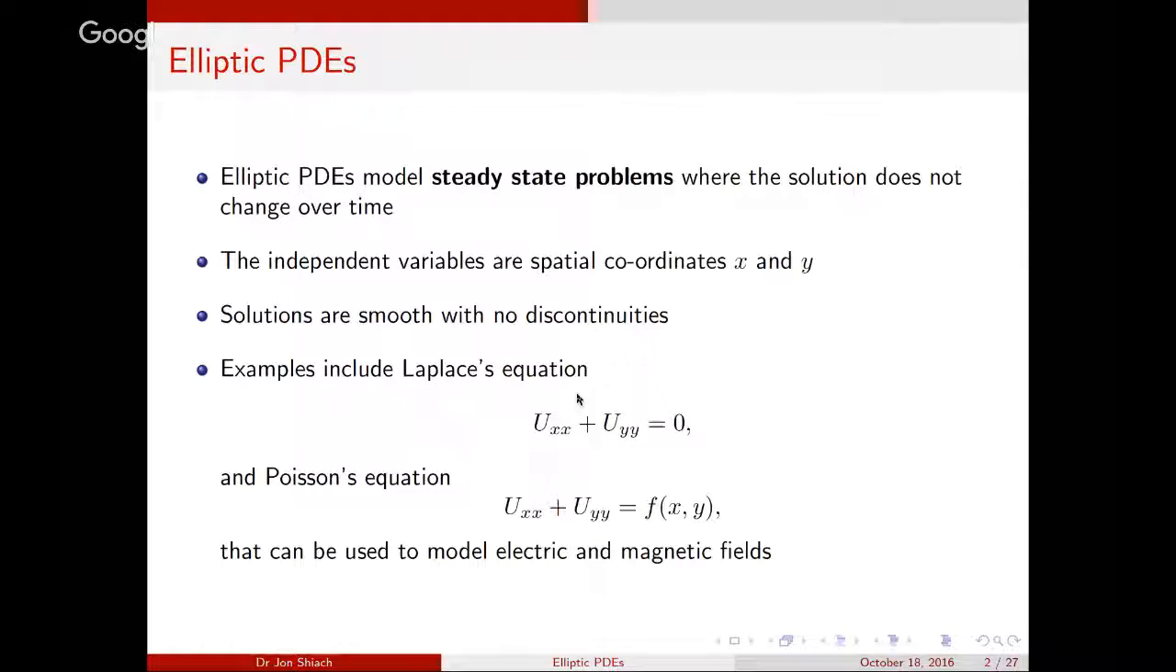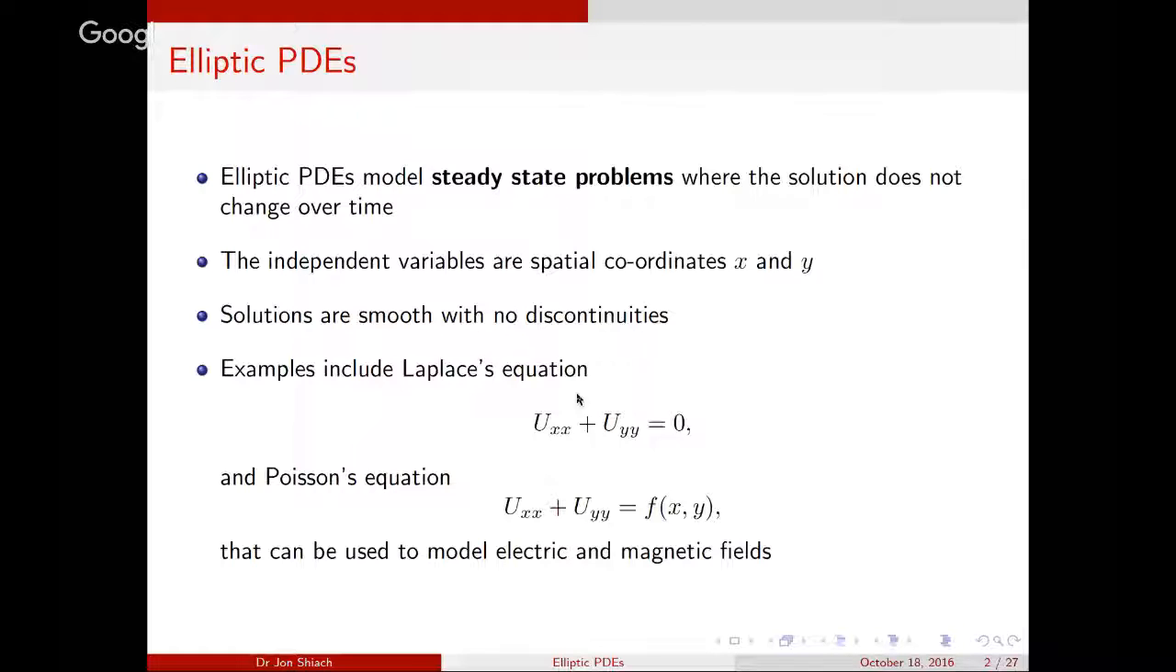So therefore, the independent variables are just the spatial coordinates: x and y if we're in 2 dimensions, x, y, z if we're in 3. Notice that t is normally an independent variable, but in this case, because it doesn't change with time, we just remove it.